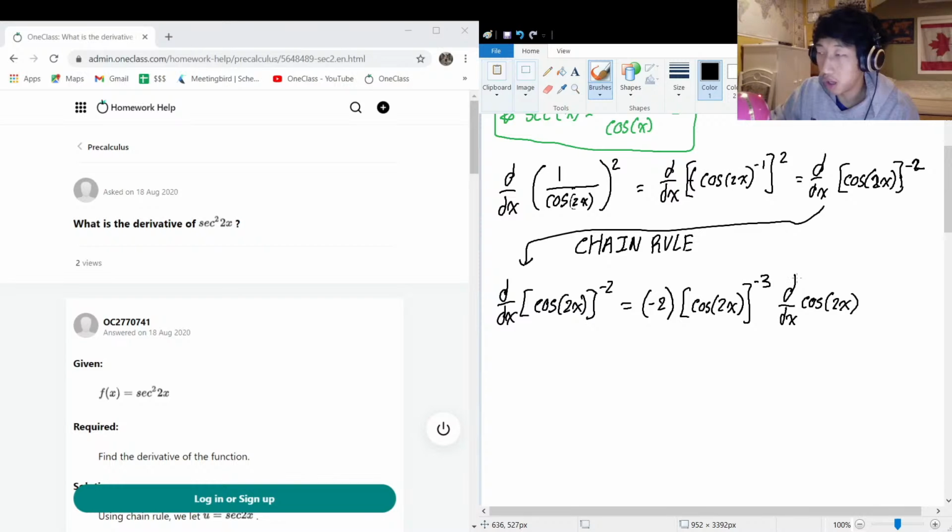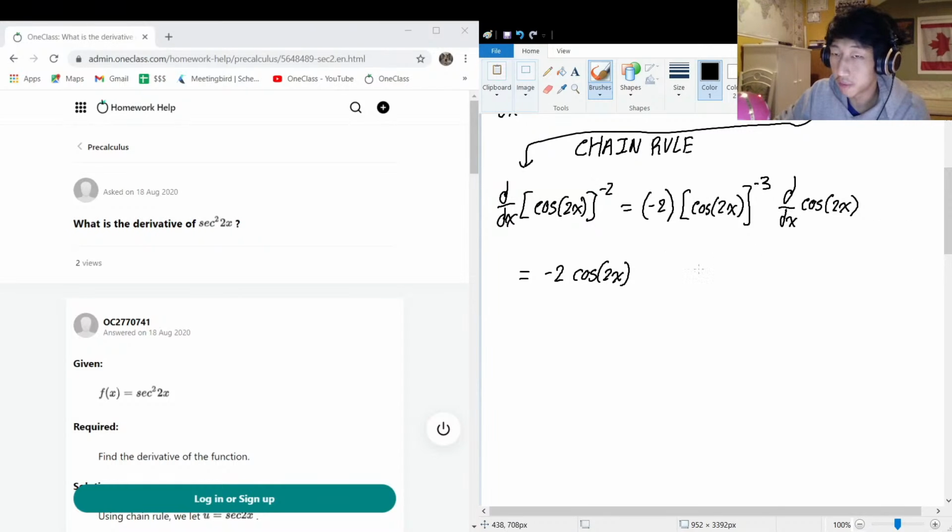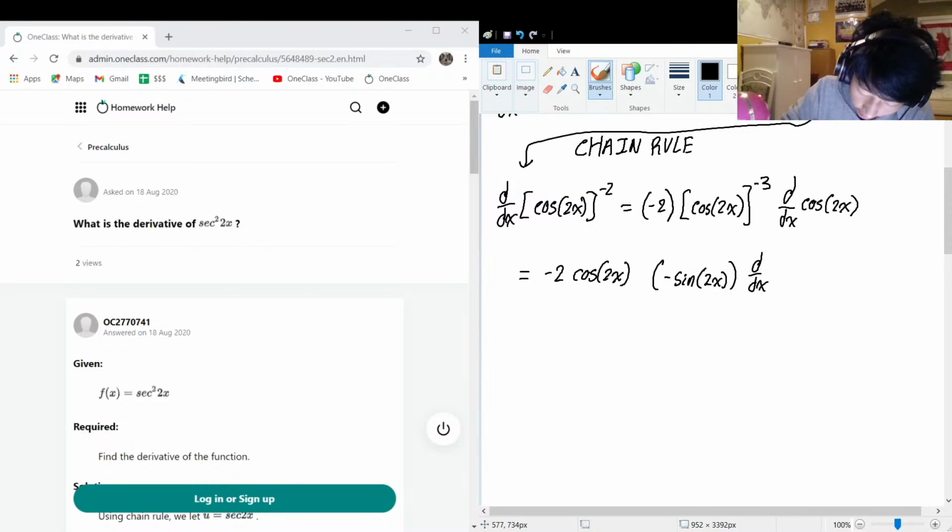Okay, now let's put this on an additional line. So we got negative 2 cos 2x to the power of negative 3. And now we have to take the derivative of cos 2x. So we know this is another chain rule situation. We're going to take the derivative of the outside, so that's going to be a negative sine of 2x. And then we have to multiply it by the derivative of 2x, d over dx of 2x, and this is really just 2.